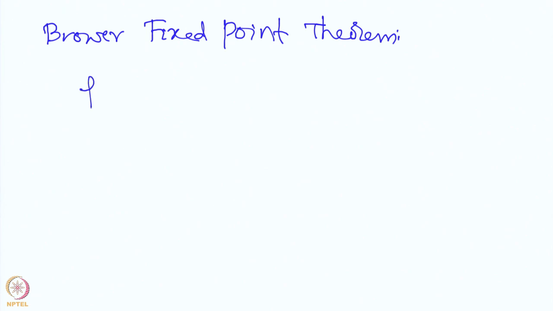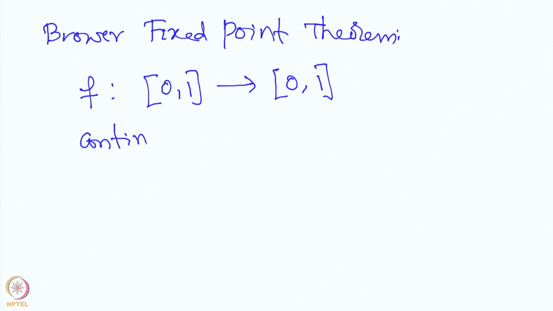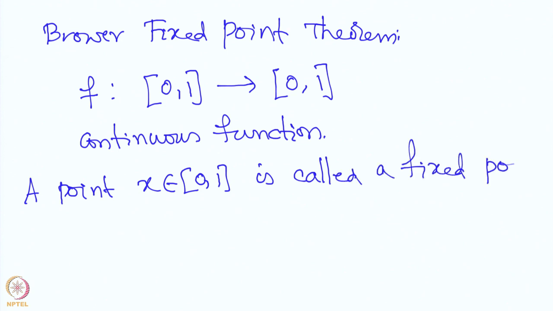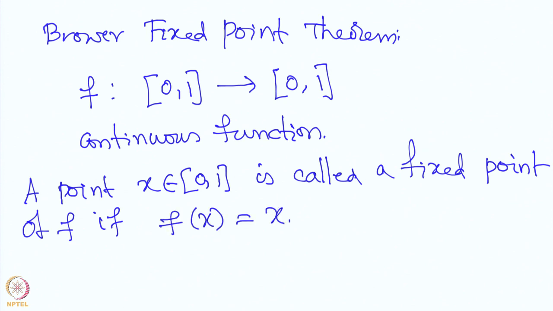So let us take a function f from the interval [0, 1] to the interval [0, 1]. We assume that this is a continuous function. Then a point x in [0, 1] is called a fixed point of f if f(x) equals x. Now the question is, does there exist a fixed point?